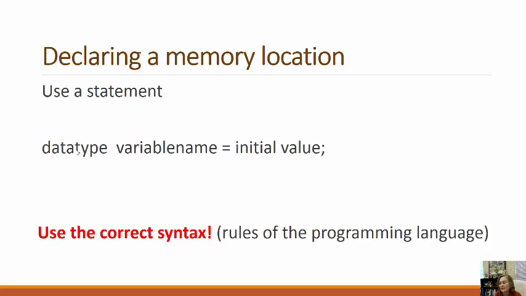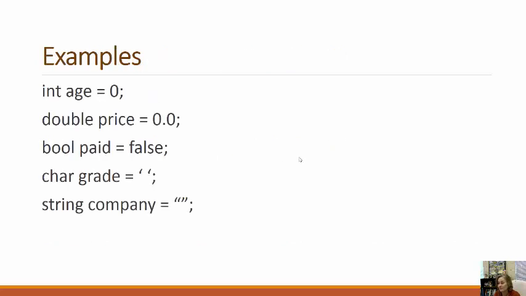Here's how you declare the memory location in C++. You're going to give it a data type, a variable name according to the rules given, and an initial value, which is your constant literal, goes here. So use the correct syntax. That's the rules of the programming language. Just like in English, we have rules about periods going at the end of a sentence. In C++, at the end, you get a semicolon. A common mistake is you forget your semicolon.